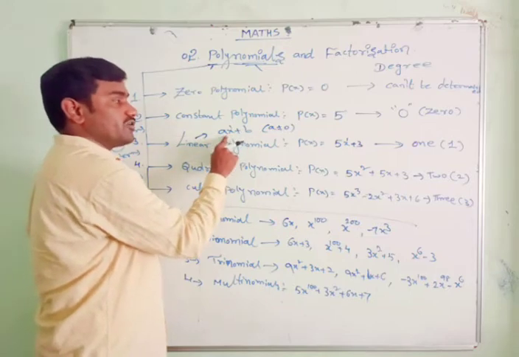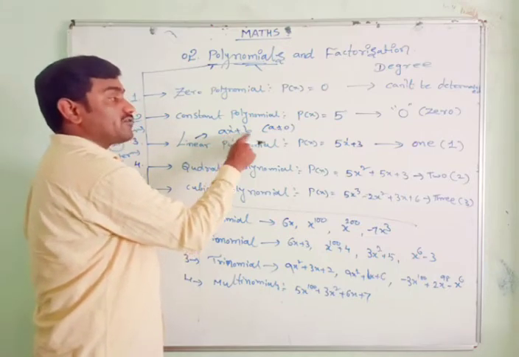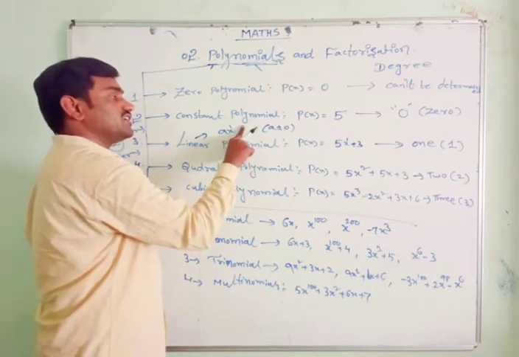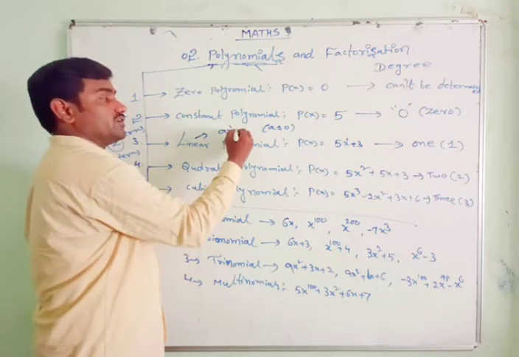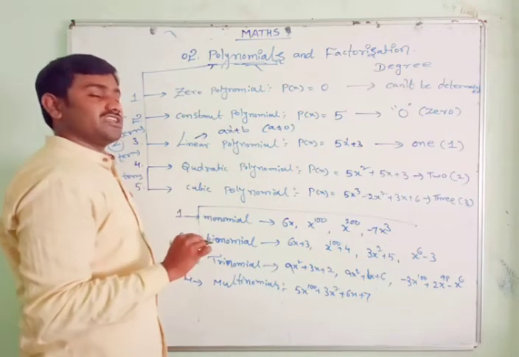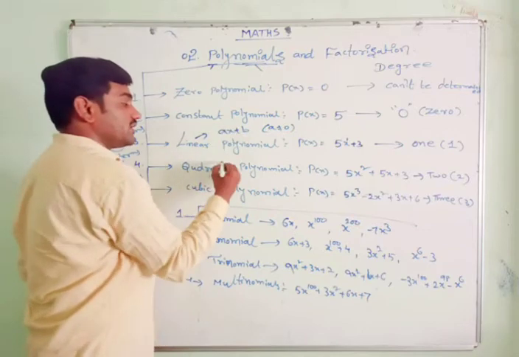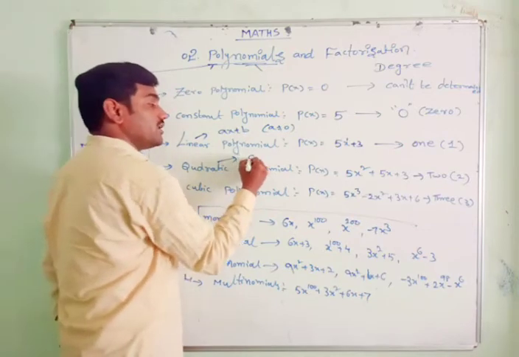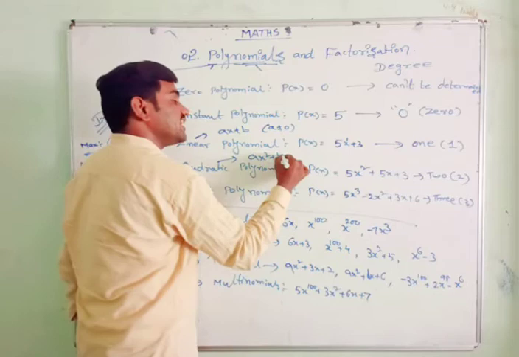In this general form of a linear polynomial, we have 2 terms. If you have only one term also, it is known as a linear polynomial. But the general form of a linear polynomial is ax plus b. Now the general form of a quadratic polynomial: ax square plus bx plus c.